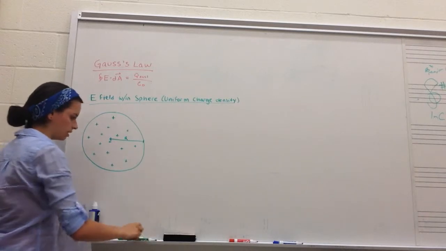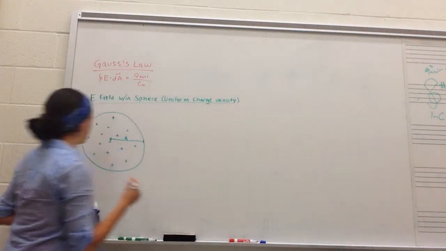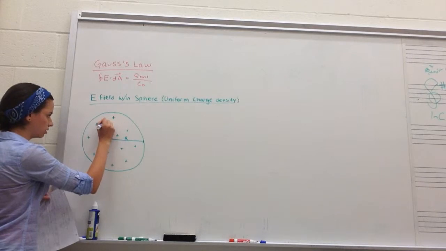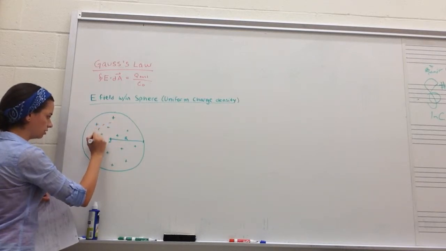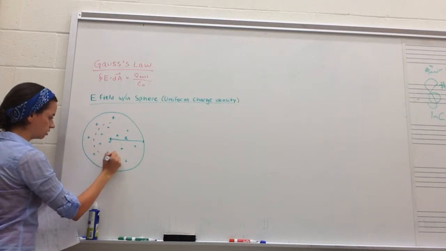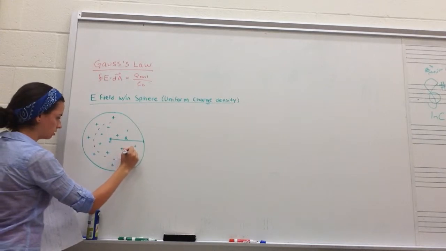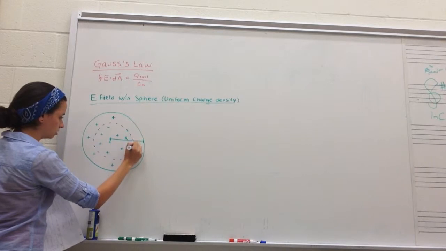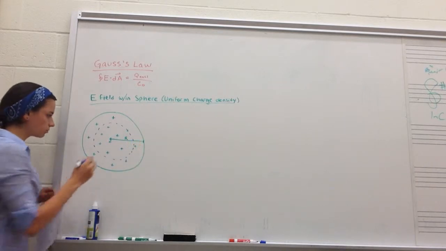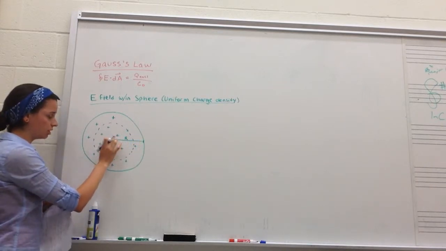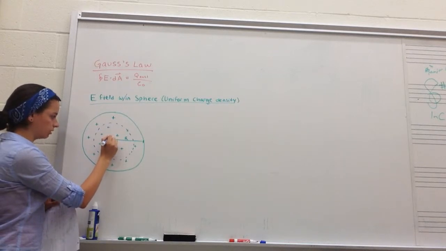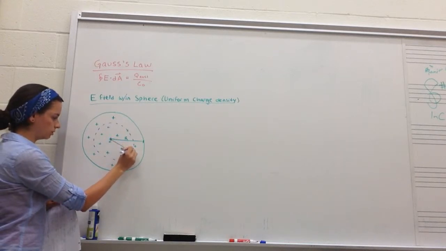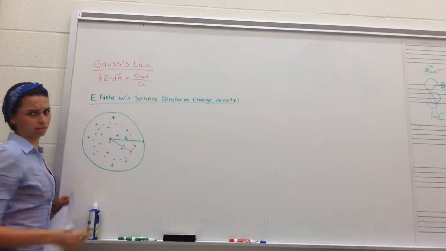Alright, and then we can draw our Gaussian surface on the inside. And the distance from the center to that is going to be little r, or lowercase r. But this is an English class, so we can call it big R and little r.